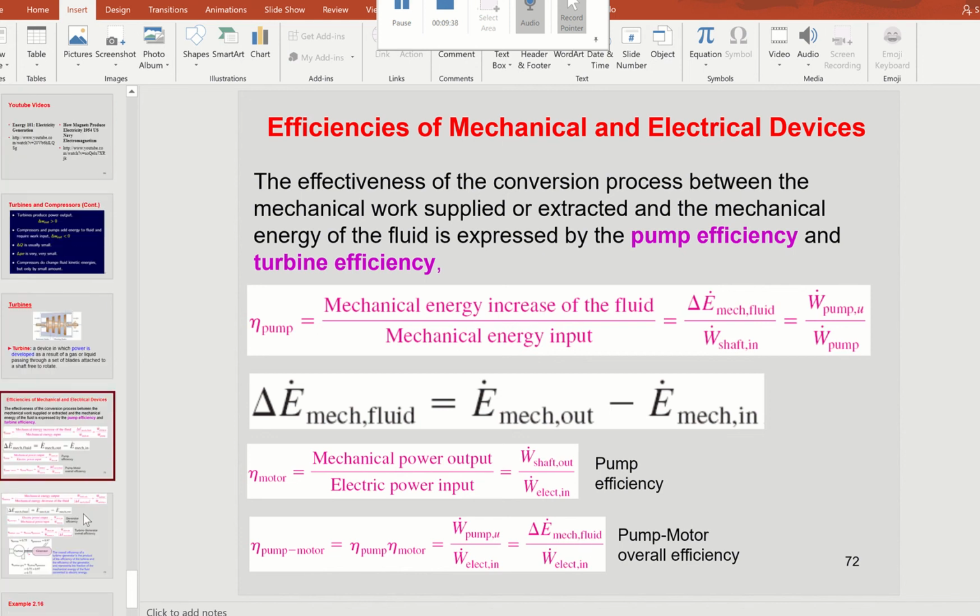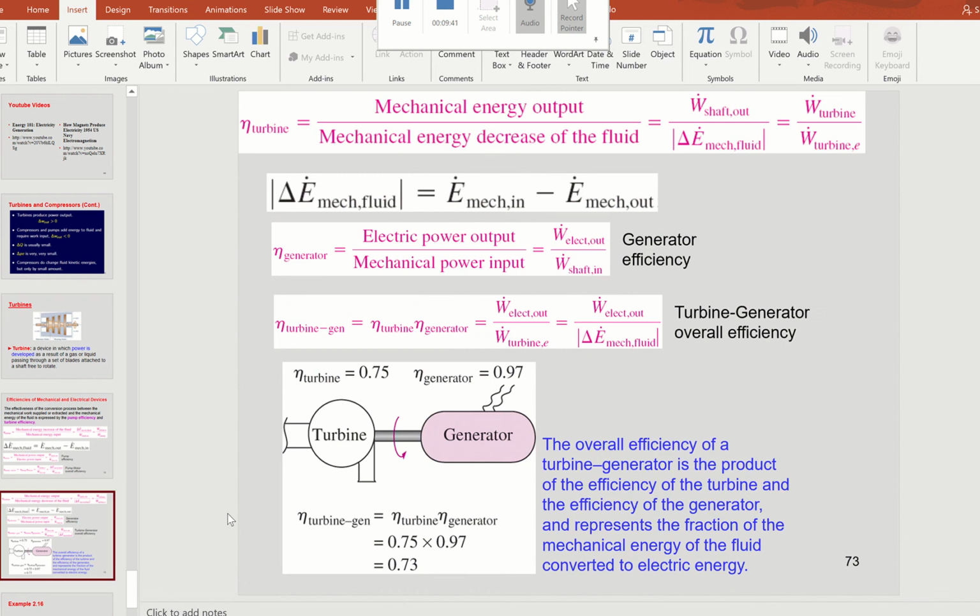Okay. Another example of coupled devices is the turbine and generator. Now we talked about the turbine earlier. The turbine is going to have this fluid, for example superheated vapor, coming in, and it decreases in energy. In turn, you turn this shaft. So that's going to be our desirable output, mechanical energy output. And the input is going to be the mechanical energy decrease of the fluid. So that's how turbine efficiency works.